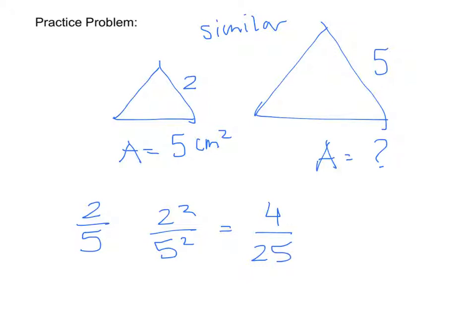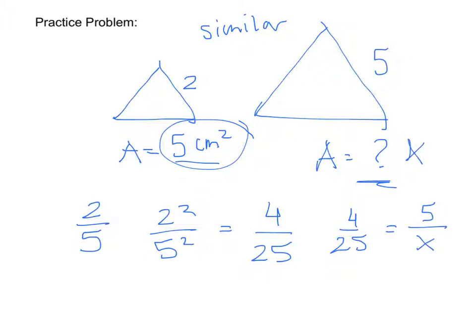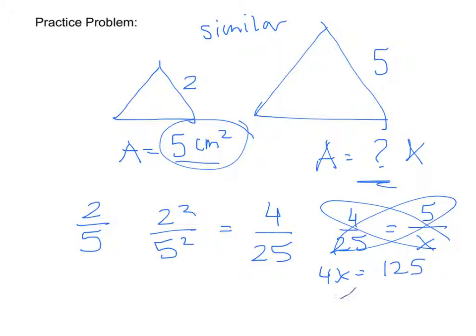And if we know that the area of this one is going to be 5, and we need to find the area of this one, we can set up a proportion. So 4 over 25, since this is the smaller one, it's going to go with 4, and then over x for the area of this one. We're going to cross multiply, so we're going to get 4x equals 125, and we can divide that out, and that turns out to be 31.25 centimeters squared.